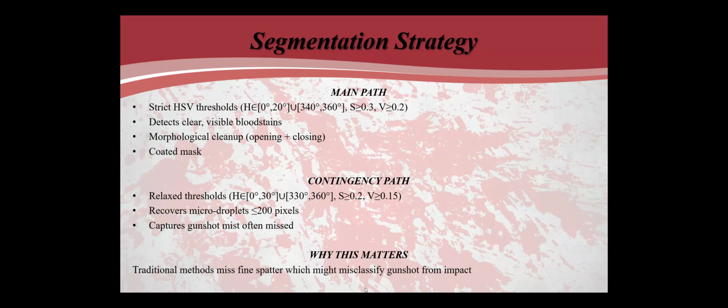Basically, the idea of this segmentation process is like having two points of view. One looks at the whole picture, and one focuses only on the micro droplets, which are the tiniest ones, and that helps you identify the difference between gunshot and impact. So this improves the detection of subtle spatters.